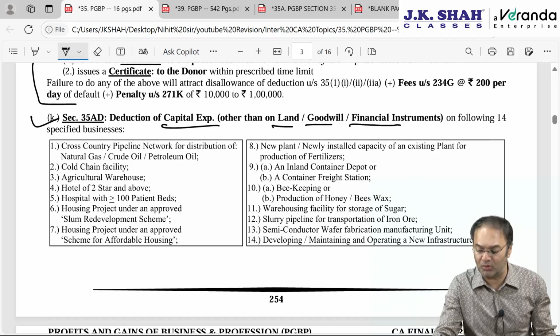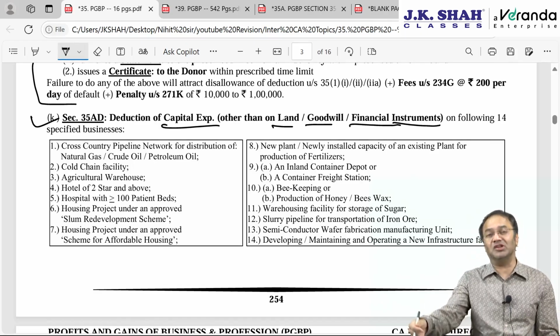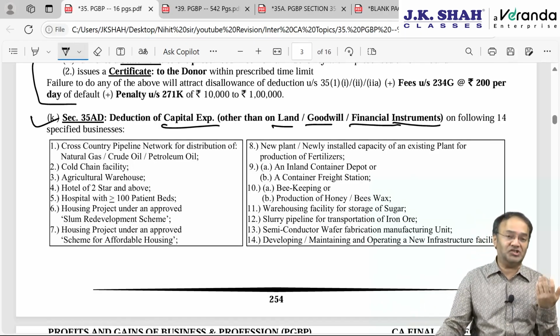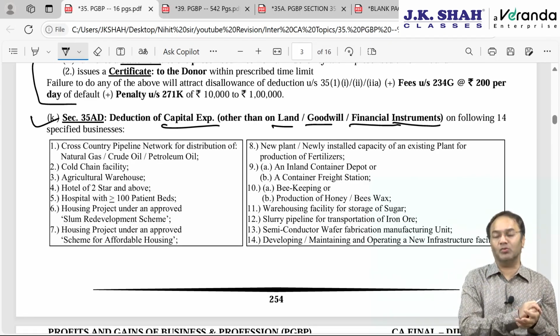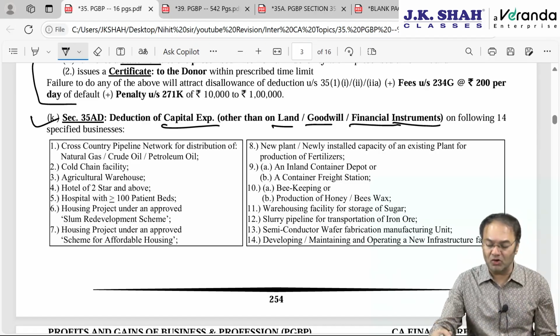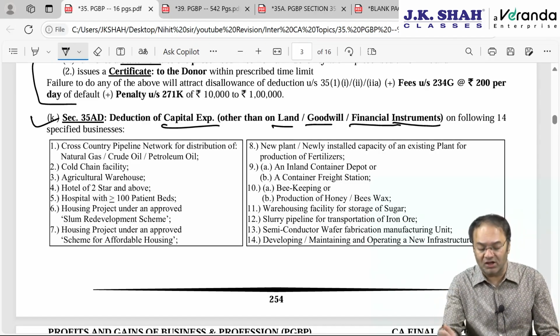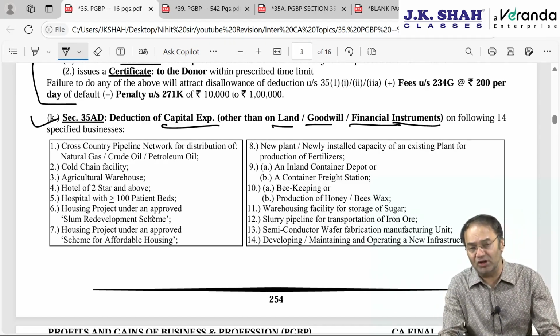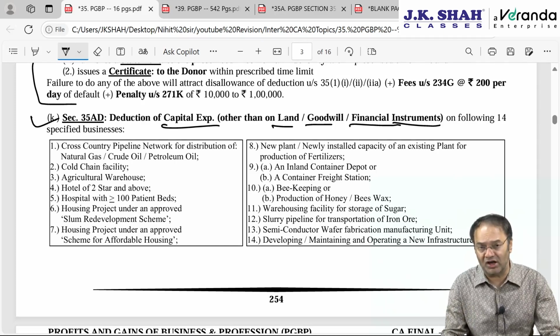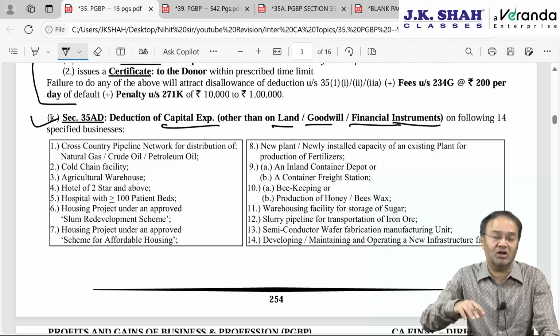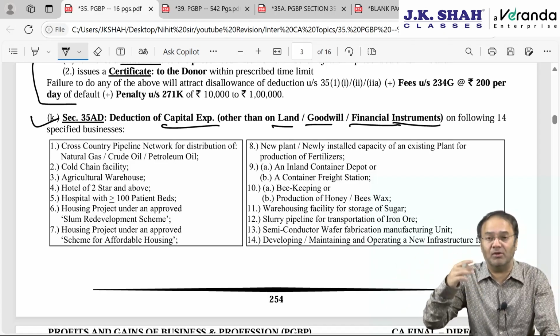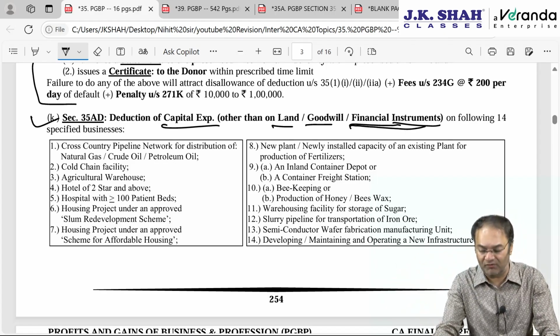Land, goodwill, financial instrument. What is a financial instrument? Shares, debentures. In India, we call it security, but this section seems to have been copy pasted from some foreign country. Therefore, we have used the word financial instrument, which is nothing but security. So, if you yourself are incurring, you yourself are doing these 14 businesses, then you are eligible to get the deduction optionally. But if you are not incurring, some company is incurring and you end up purchasing shares of that company, that will be a financial instrument.